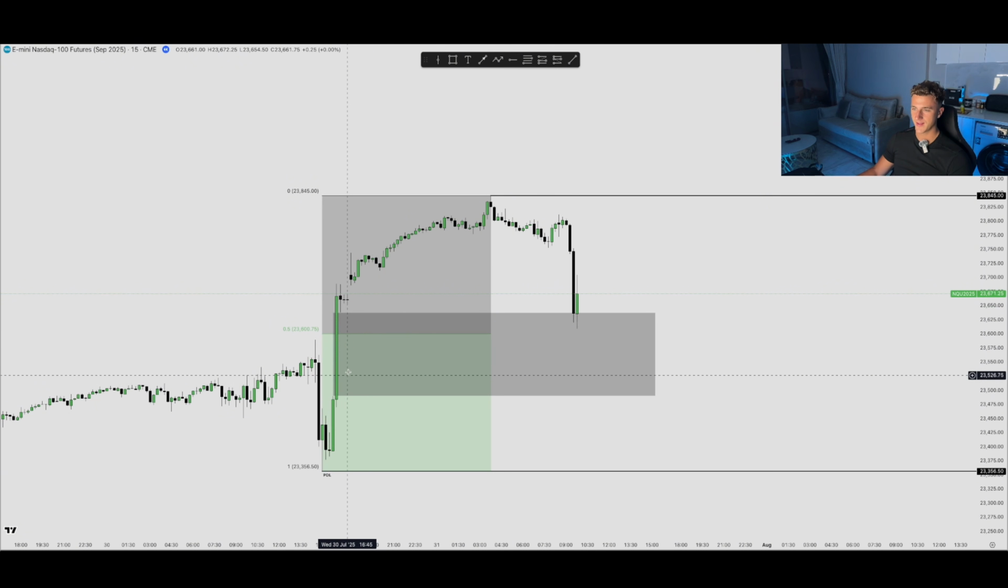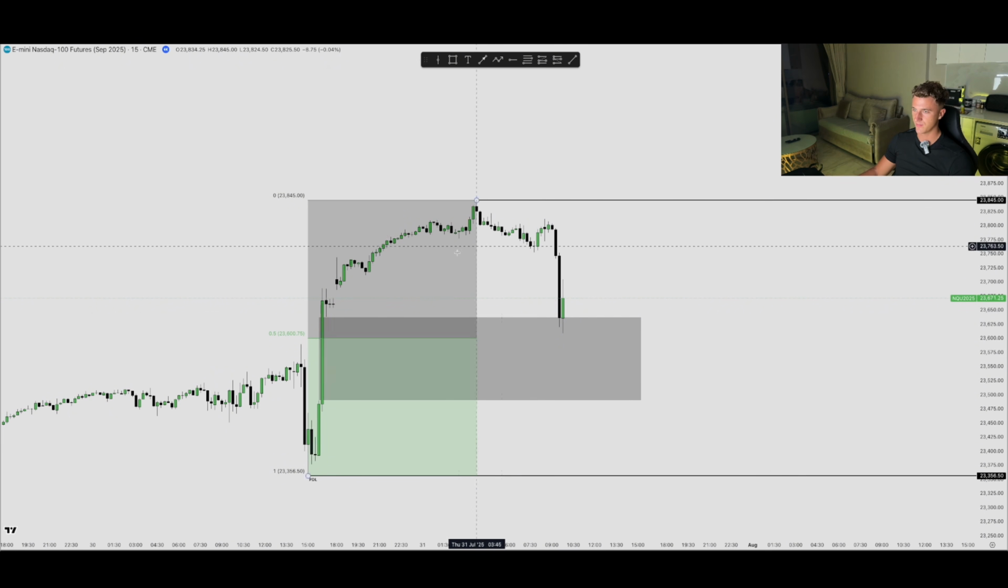Now, going back to the point that I made on the PowerPoint, this can act as an internal draw on liquidity, right? Because it's a fair value gap that's not being tapped into and it's resting inside of a discount. So if price is in a premium, what is the next logical move for price to do? It is to move back into a discount, okay? That's how price moves. It goes from premium to discount, from internal range liquidity to external range liquidity, okay? That is how the market moves.